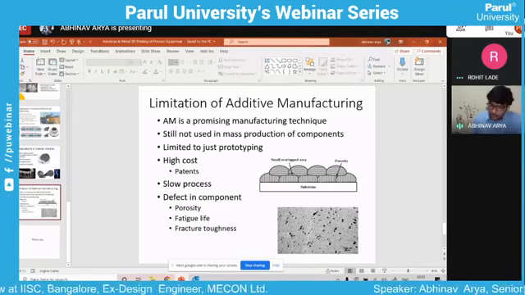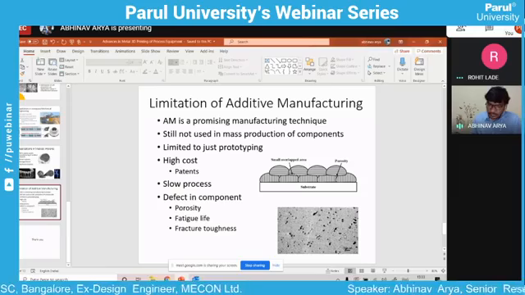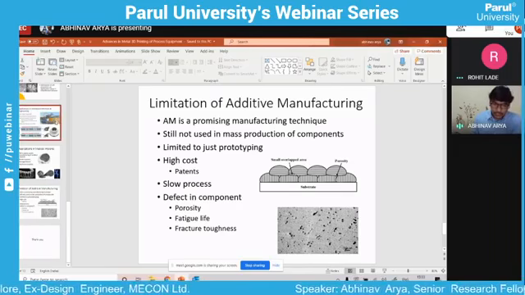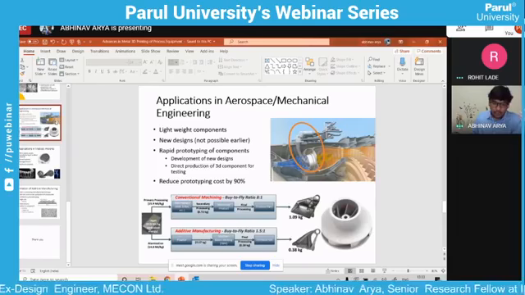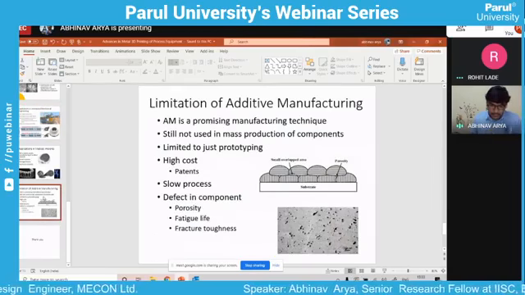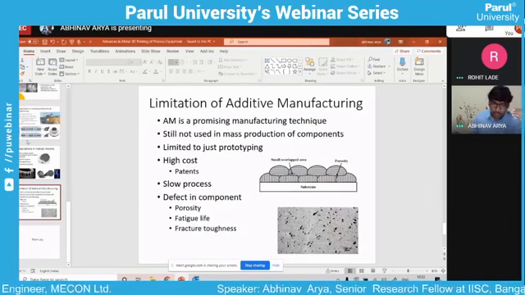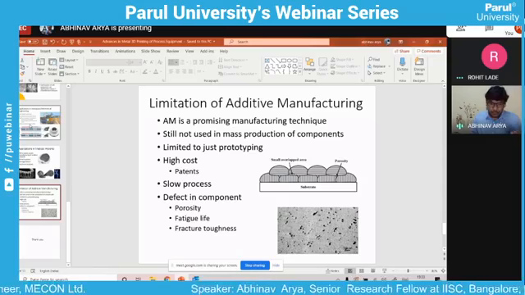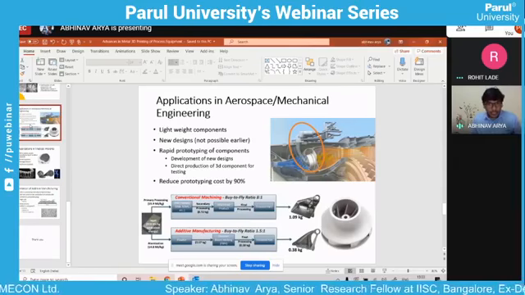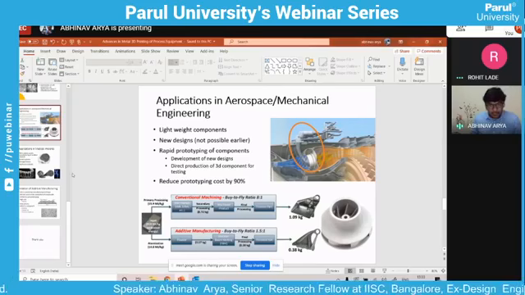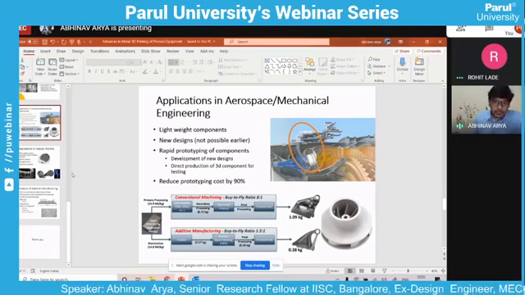But here I'm just showing that it can have this kind of porosity, but people have studied and optimized all the parameters, and now the materials that we are producing from additive manufacturing are as good as, and in many cases even better than, the traditionally manufactured components.